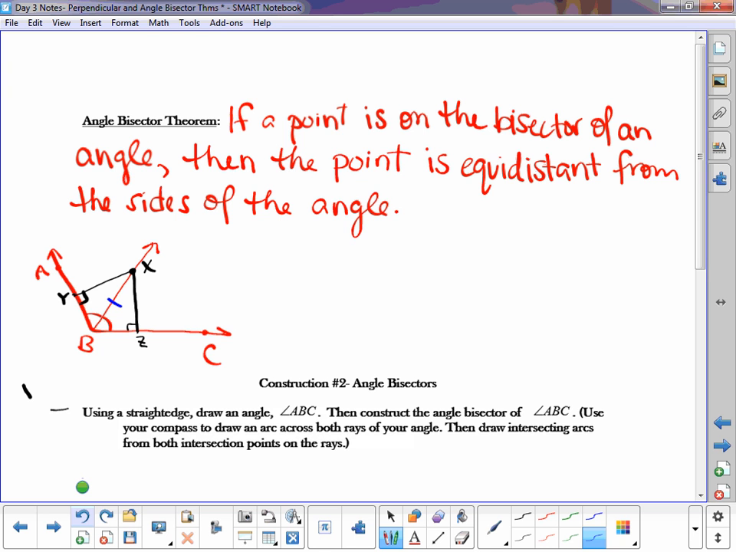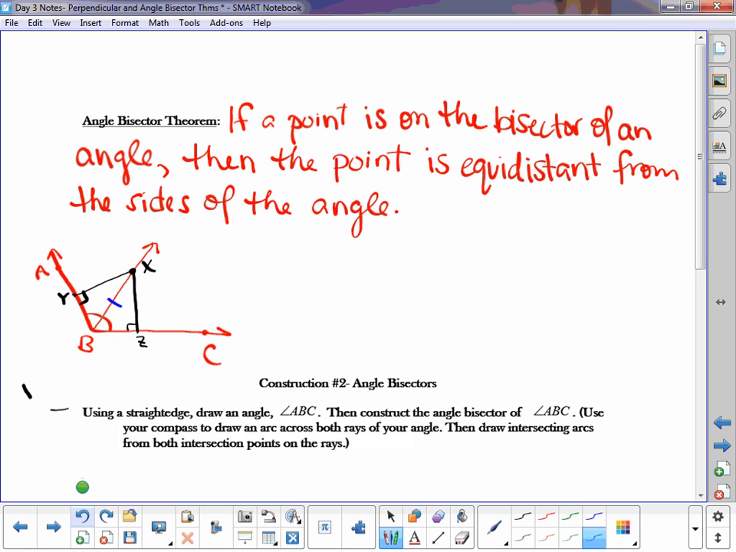Anyone try HL? Can I do HL with this? Those that are saying no, what am I missing? No leg. I have a hypotenuse. I have the right triangle, but I don't have a leg. So my only option is angle, angle, side.